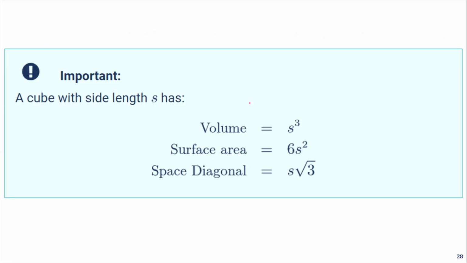So to put this in a summary, we have the following important property for a cube. A cube with side length s has volume equals s cubed, surface area equals 6s squared, and space diagonal equals s times square root 3. Any questions?